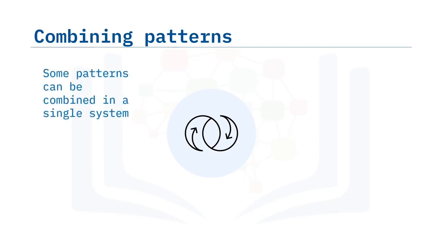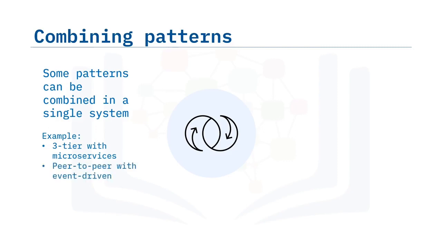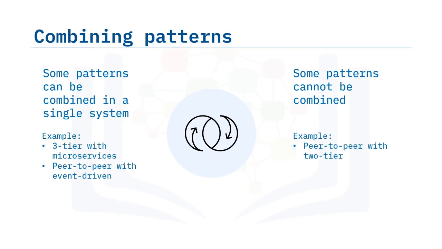Architectural patterns are not necessarily mutually exclusive. In other words, two or more of these patterns can be combined. For instance, a three-tiered architecture can also be microservice-based, or a peer-to-peer architecture can also be event-driven. However, not all architectural patterns can be used in conjunction with others. A peer-to-peer cannot also be two-tier because a single machine in a peer-to-peer architecture represents both a client and a server, whereas a two-tier architecture separates the client from the server.